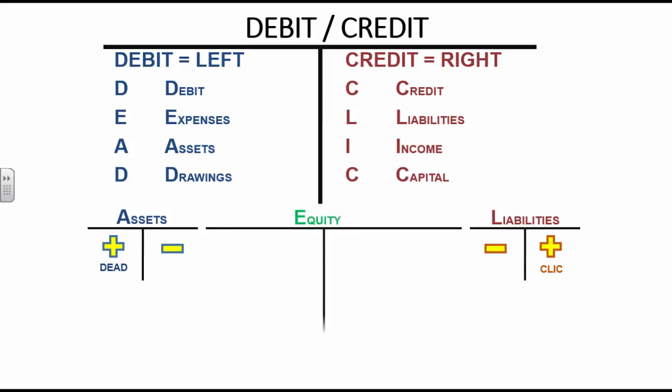Owner's equity in general will increase with credit entries. Can you see under the credits, under the CLIC column, you've got income and capital. Both are money coming into the business. Equity will decrease in general with debit entries. That is why under DEAD, the debits, you will see expenses and drawings, all equity accounts, decreasing the money for the business. Let's take that a little further.